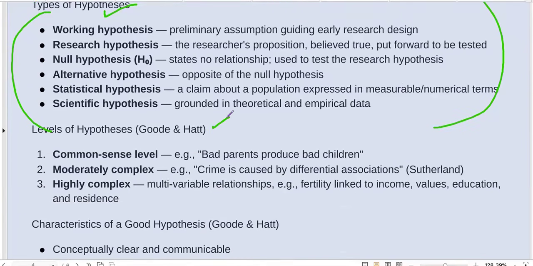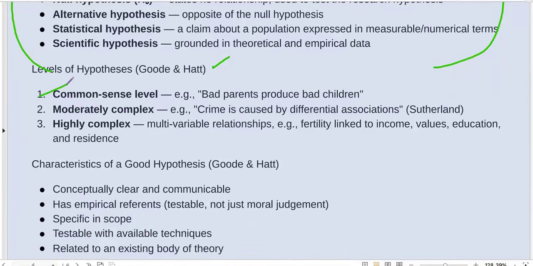Goode and Hatt have also given levels of hypothesis. The first they classified was common sense level, like bad parents produce bad children. There is no scientific evidence for it. Then we can have moderately complex, like crime is caused by differential associations, which was said by Sutherland, or crime is caused by different social status, or by how a society is socializing a person. That is moderately complex. And then highly complex is multivariable relationship, like fertility is linked to income, values, education, and residence. Here, I have made a highly complex hypothesis.